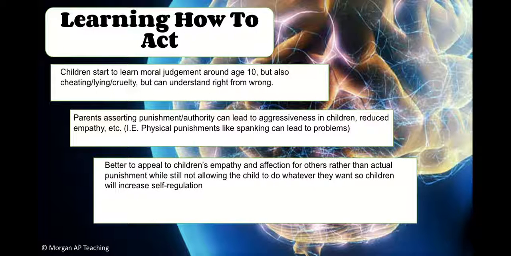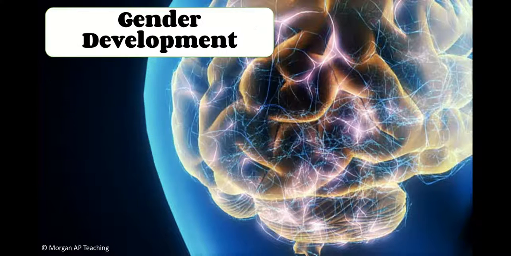Saying, hey, you shouldn't poke anyone in the eye, it could really hurt them, is going to work better than calling them a name. Now, you don't want to go too far with that and be permissive, letting the kid do whatever they want. You can still be tough, but phrase it in the right way.